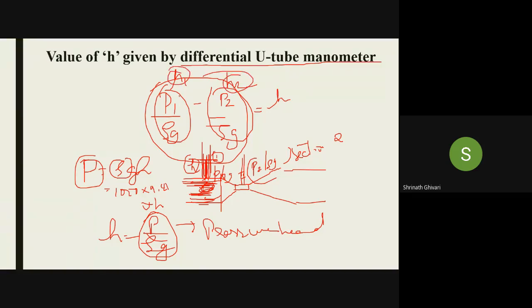Yes, sir. This is H1 and H2 equal to H. P1 by rho G minus P2 by rho G equal to H. So this value, which is given by the differential, we have to find out its value, na? So how will you find it out? By using a differential U-tube manometer. That is the next topic.